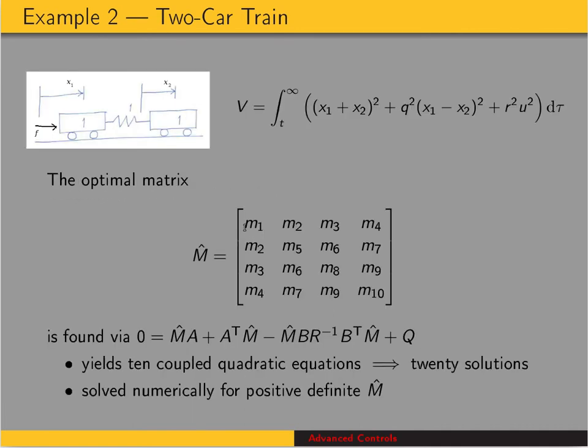Now we have a 4x4 matrix M, and the minimizing matrix is found according to this equation, just as in the previous examples. Since this is a symmetric 4x4 matrix, we end up with 10 coupled quadratic equations, so 20 solutions. And the minimizing matrix M is solved numerically. We use numerical methods to solve for the positive definite M hat, according to this equation.